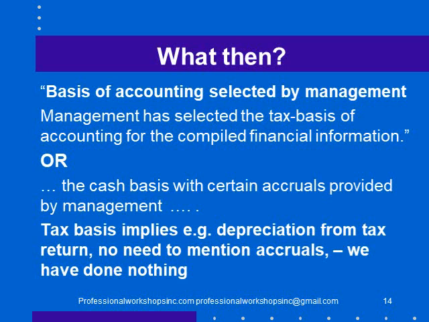The second one comes close, but I think it implies that we've done a little bit more than the first one. And if we have done the tax return, and if everything in the financial information is the same as the tax return, we've done enough, I think, to say we were reasonably sure that the tax basis was in fact being used. So, as I say, the tax basis implies certain things done in accordance with tax rates. We don't need additional accruals, and it's pretty clear we've done nothing.